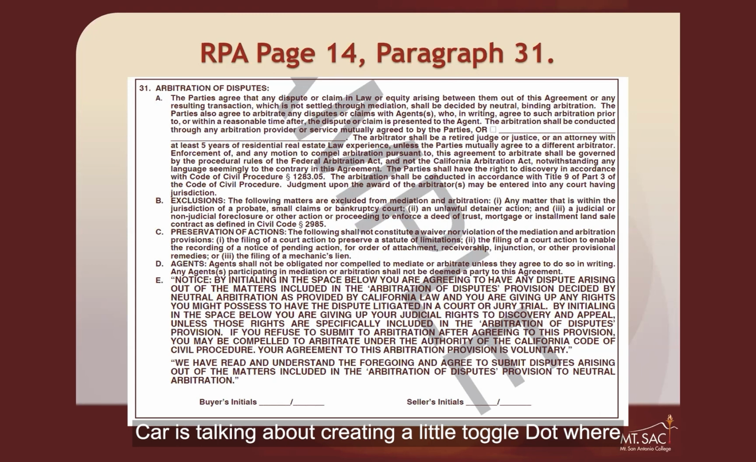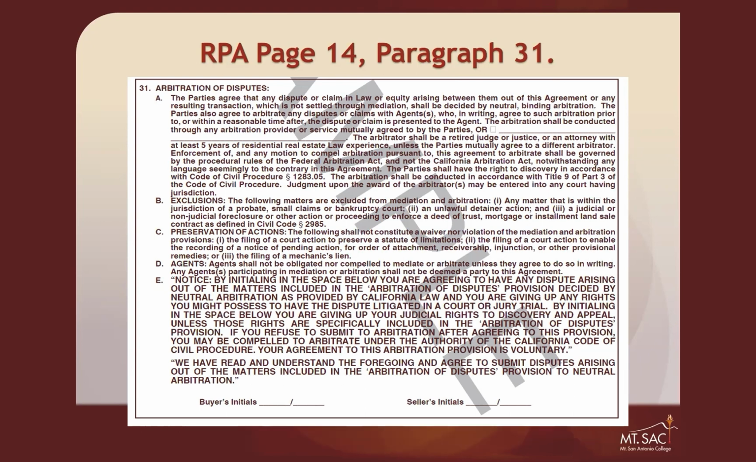CAR is talking about creating a little toggle dot where CAR will then list a series of arbitration companies if you want to elect in that. They're not there yet, but they might make a revision of the form within the next year or so, all right? Okay, moving on from arbitration.